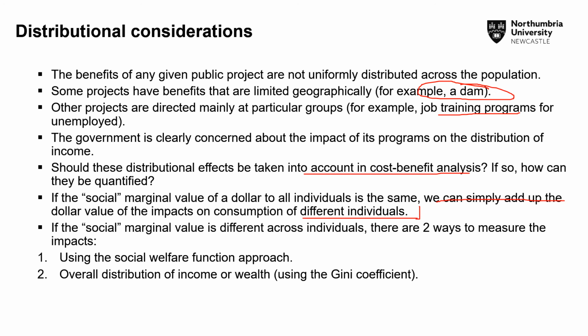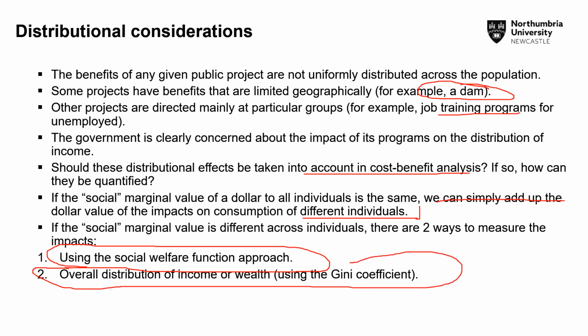Remember that when public expenditure is undertaken, this changes our consumption choices because we have to pay for that public expenditure. Alternatively, from a situation where our social marginal value of a dollar is equal, we can have a differing social marginal value of a dollar. Then there are two ways to measure impact. First, we could use a social welfare function approach, or alternatively, we could look at the overall distribution of income or wealth. And there is a measure for that, called the Gini coefficient.